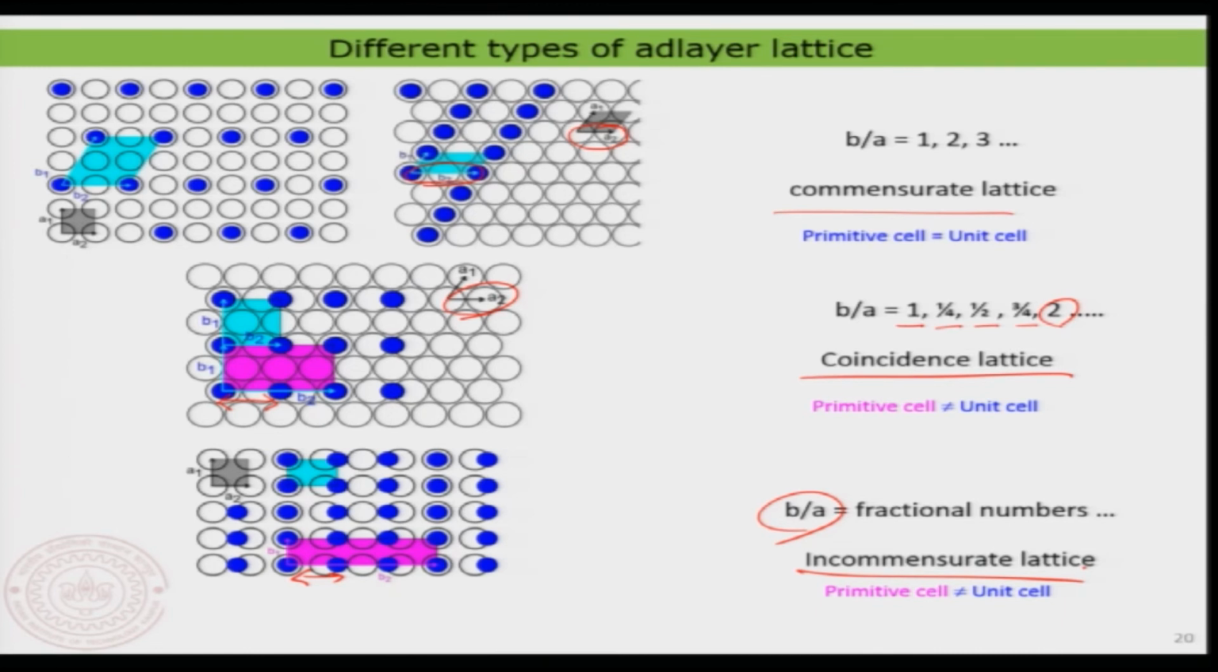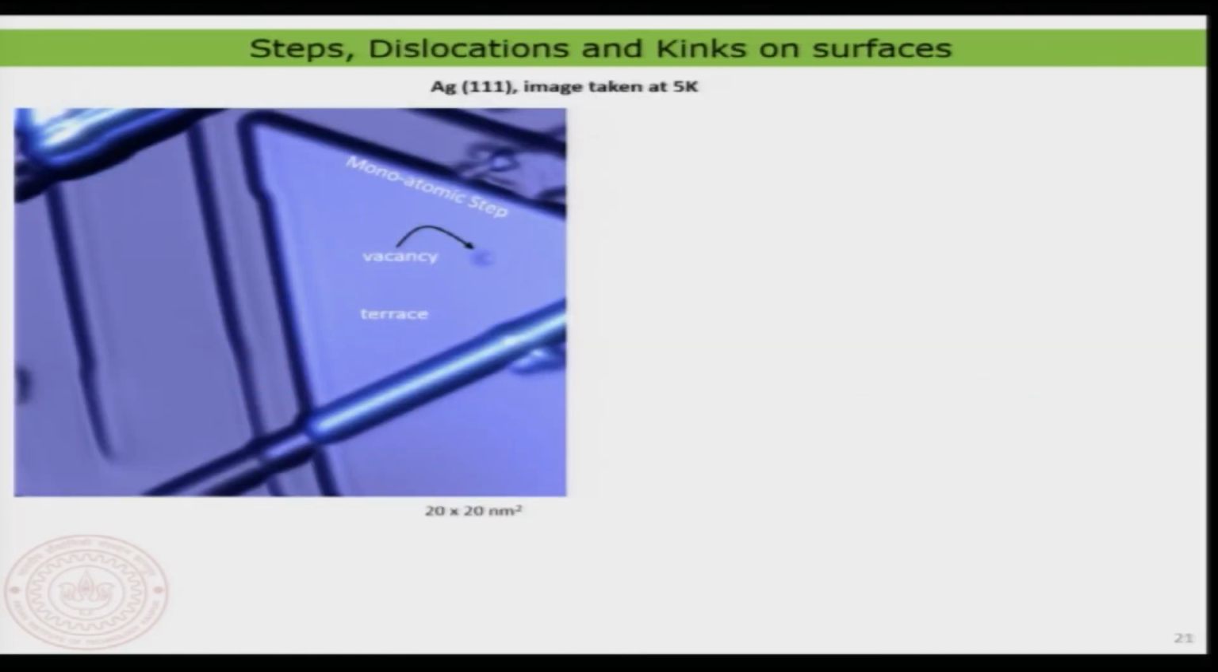And that means it is not really in registry with the surface lattice, and that is typically the surface that you would basically find in this case. This is a general classification, a general name that you would use, and they can also have this modulation. So, you can also form superlattice.